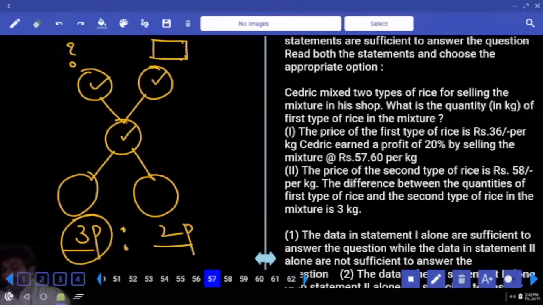So total how many values are we looking for now? 4. 3 cost prices or 3 selling prices, and 1 quantity. Total 4. Let's go.